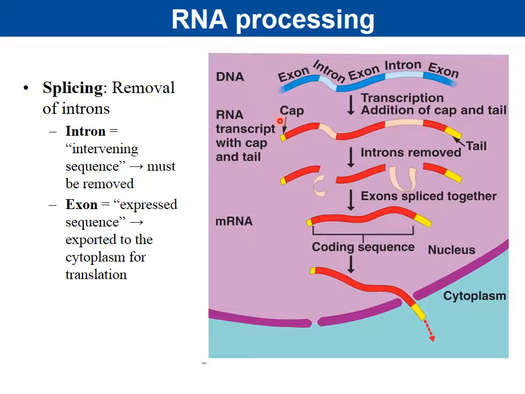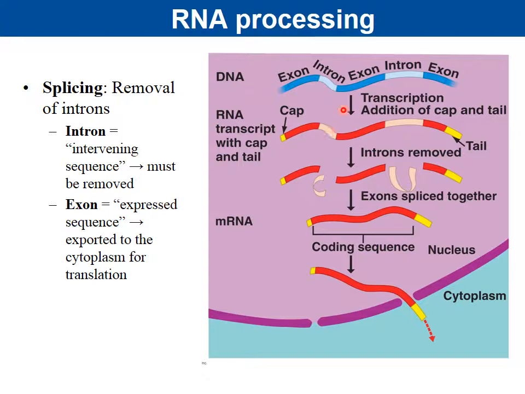One of the things that happens during RNA processing is that a 5' cap is added and a 3' tail is added. And the cap and tail serve a variety of functions. They help with the stability of the mRNA. They also help with starting and initiating translation.